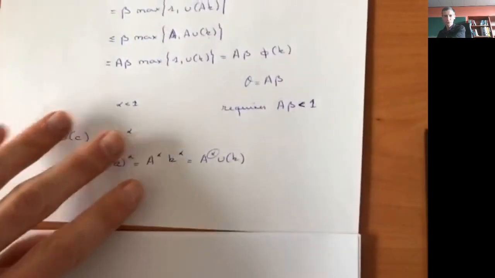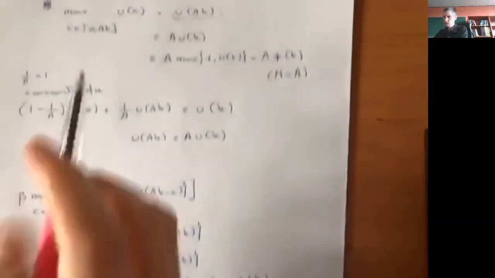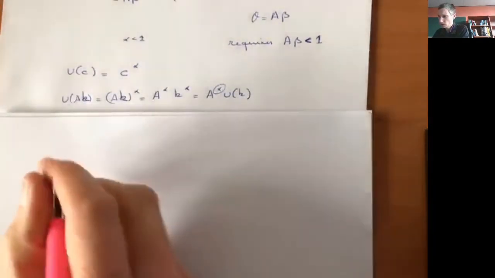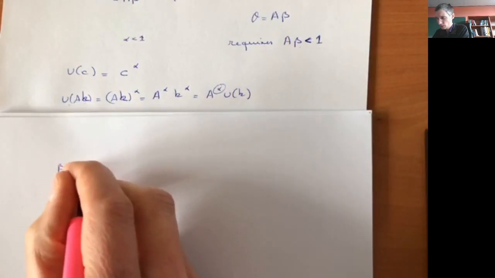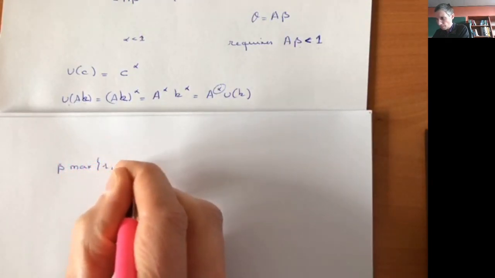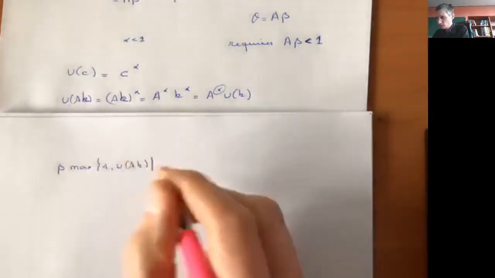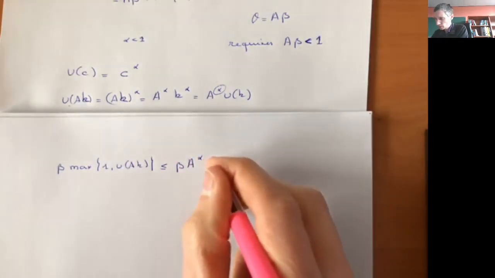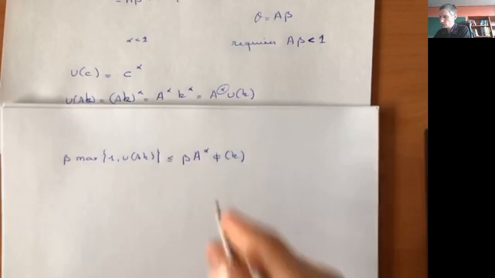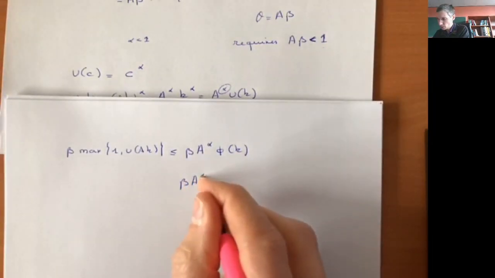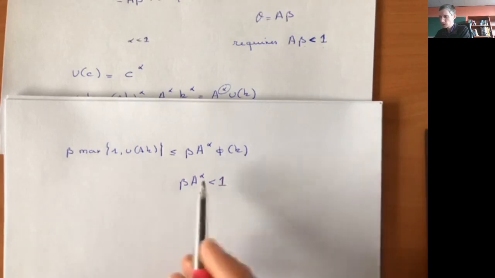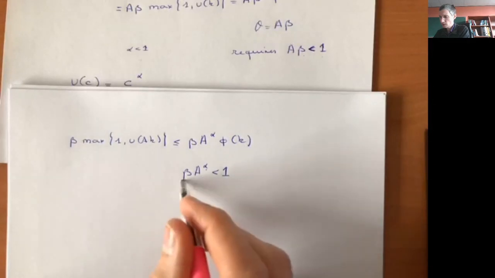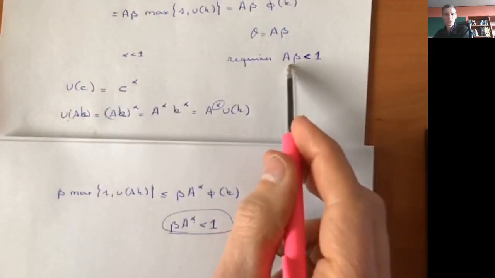So then the derivation of the first condition is exactly analogous, but for the second one we get an easier bound, in the sense that beta times the max of 1 and u(ak) is smaller than beta times a to the power alpha times phi of k. So in this case you only require that beta times a to the power alpha is smaller than 1, and because alpha is smaller than 1, this will be less strong than this requirement.